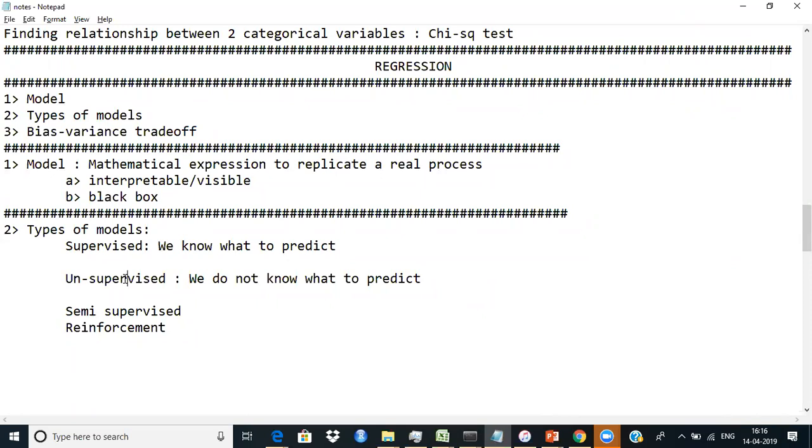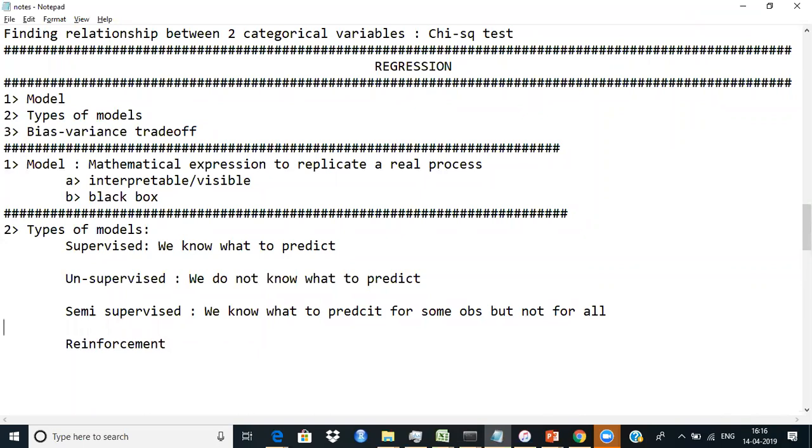So this is unsupervised. Basically, you do not know what is why, you do not have any why, you just want to group similar observations. That is unsupervised. Next, semi-supervised. Semi-supervised is where we know the why, or we know what to predict for some observations, but not for all. So let's say you know what to predict for some, but do not know for all. What you will do is use a semi-supervised algorithm.